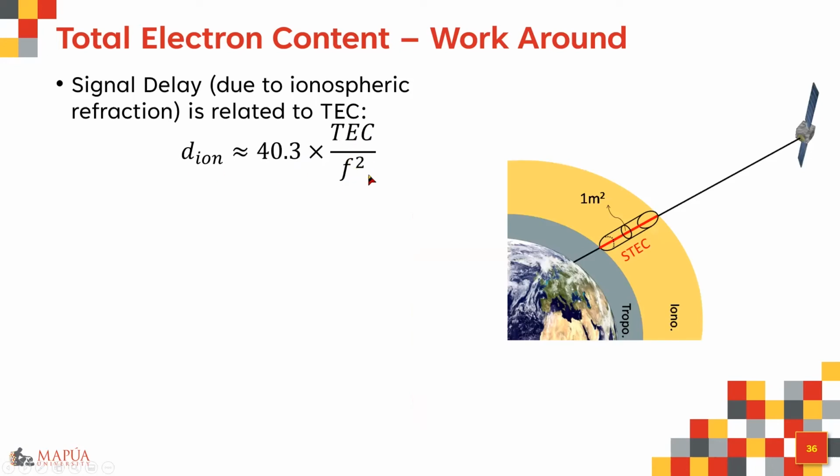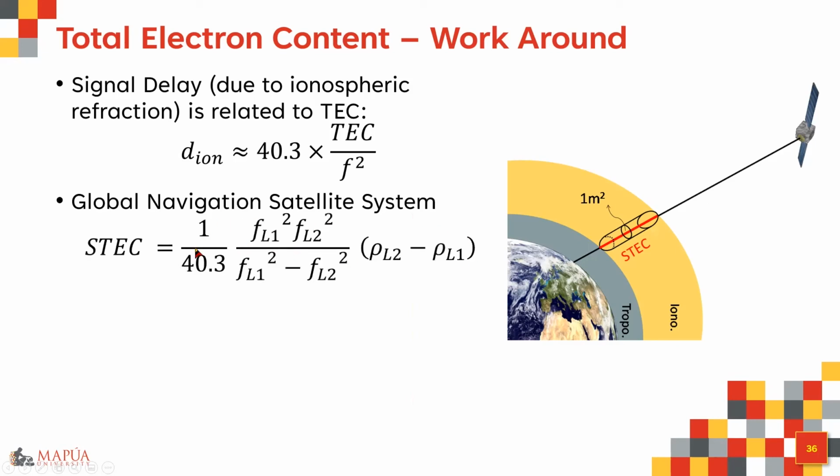So as you will notice here, the delay, or the amount of refracted ray as described by your signal delay, also depends on the frequency. Usually we use the global navigation satellite system, sometimes the GPS, to estimate this. So the slant total electron content, the total electron content through the path of the signal from the GPS satellite to the receiver, can be estimated using this equation.